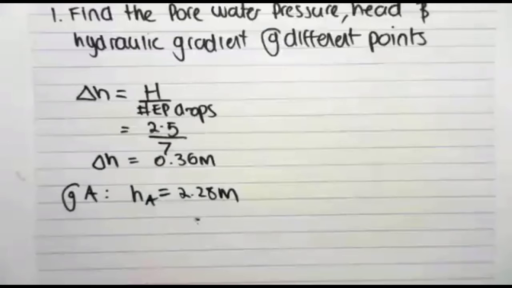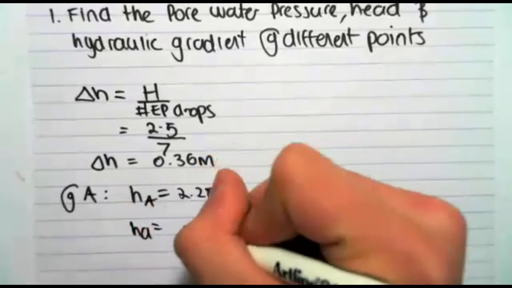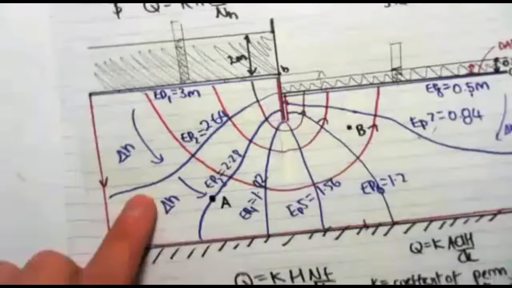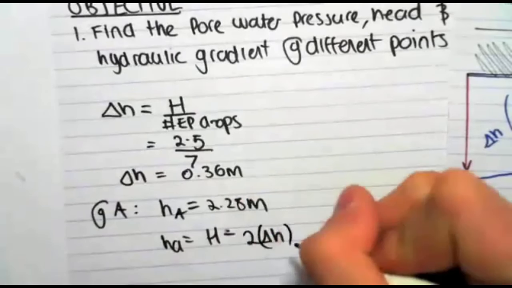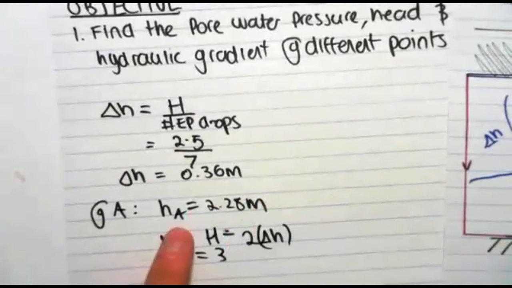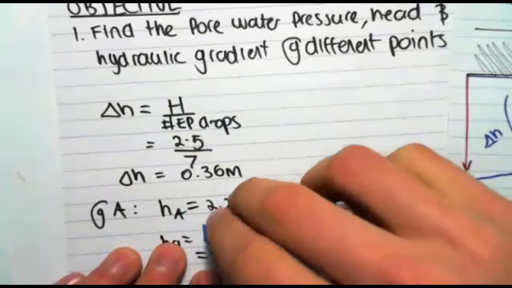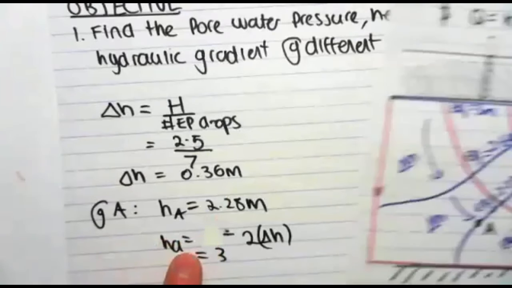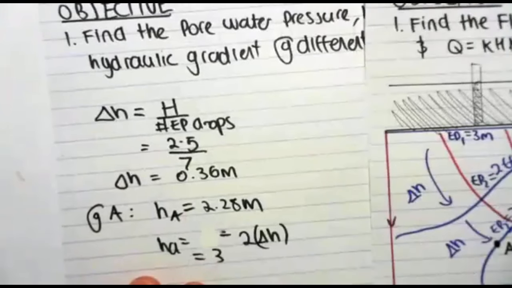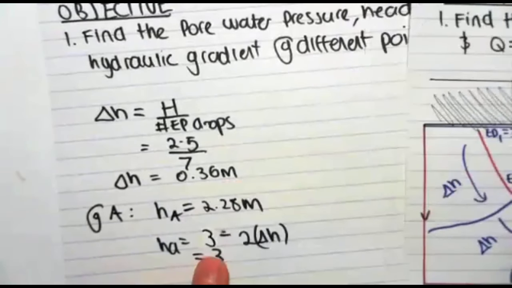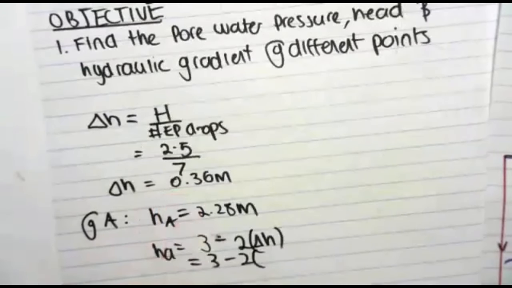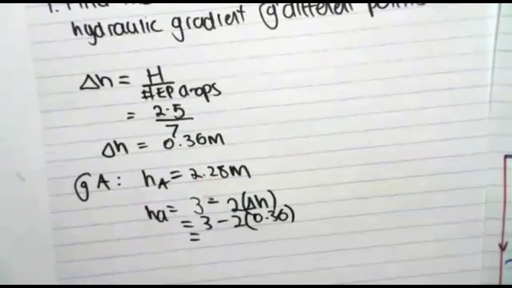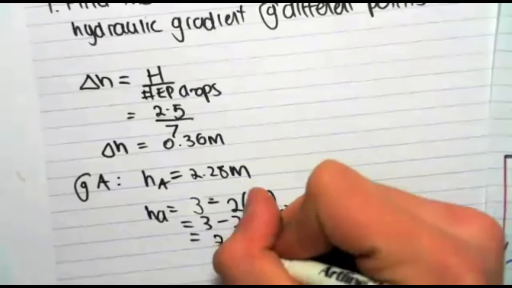If you didn't want to plot every single point, you could have found this by going: the head at A equals the total head minus how many drops? We've dropped 2 drops, so minus 2 change in h. Sorry, it's not big H; this is just the head at the top, so that would be 3 meters. So 3 minus 2 times the change in head, and our change in head we found to be 0.36.